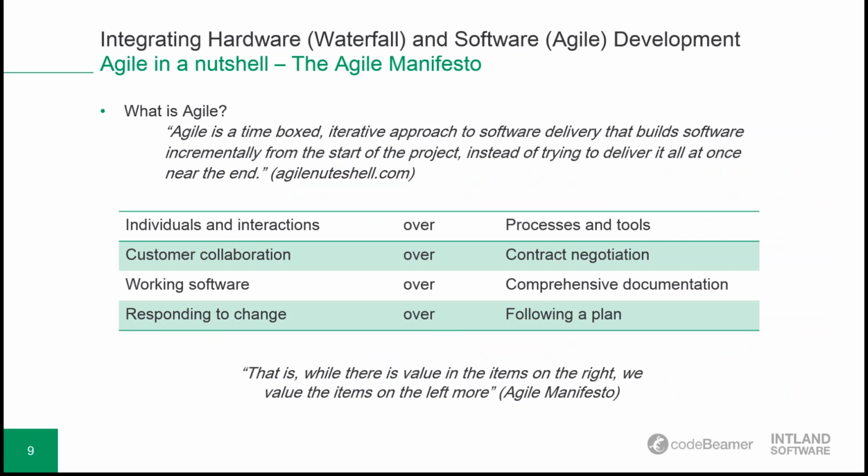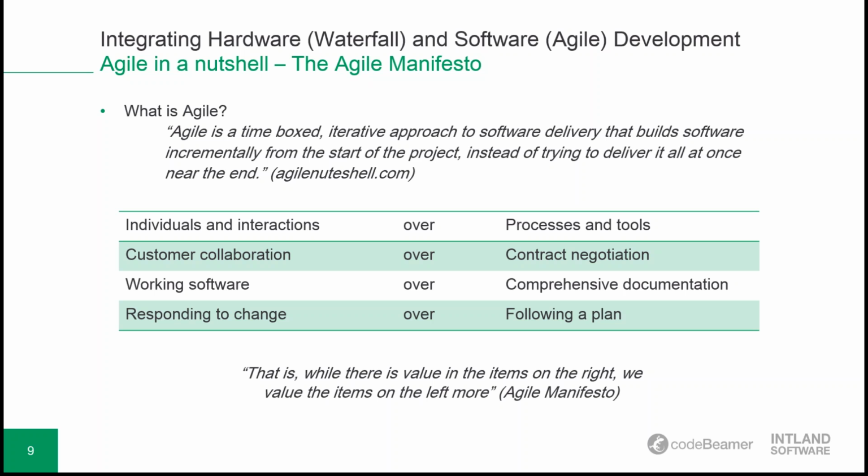So we talked about waterfall. Now, to understand how it comes together, we should say a few words about Agile. Really quickly, because probably you all know what Agile is. As the explanation on the chart says, it is a time-boxed iterative approach to software delivery that builds software incrementally from the start of the project instead of trying to deliver it all at once at the end of the development. And probably you all know the Agile Manifesto.